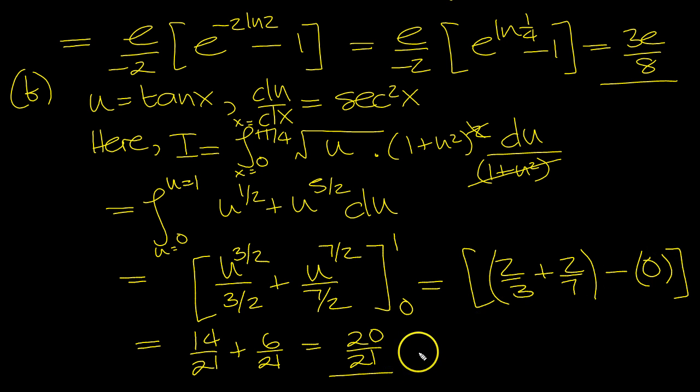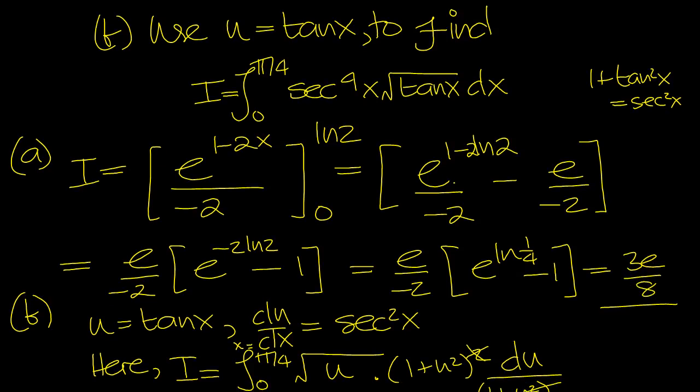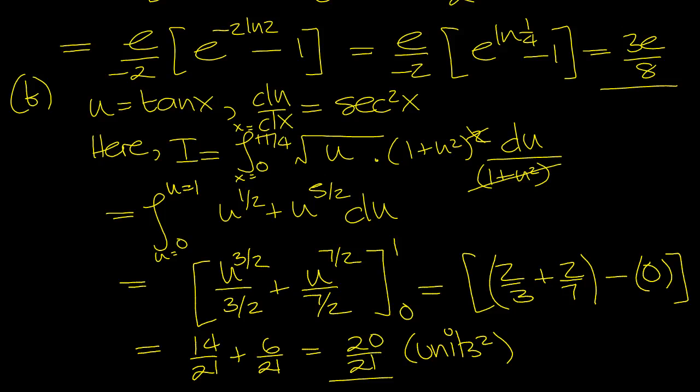So that's the answer there, and it would be units squared because it's a measure of area. That's part B. Oh no, it was just an integral, wasn't it? It wasn't an area here in this particular example. So it's a value there.